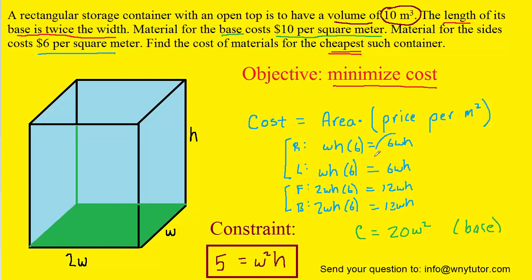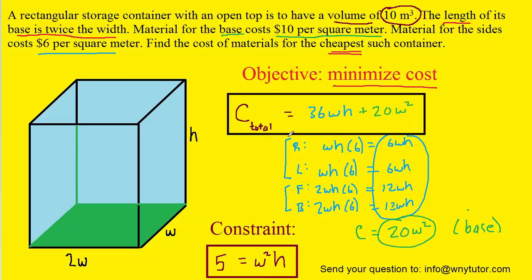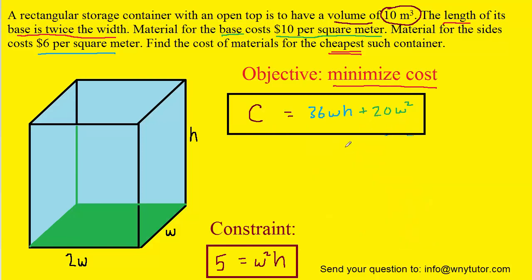So to get the total cost, we simply have to add up the front sides to the base. And when we do that, we can see we get a total cost equal to 36WH plus 20W squared. Now, the only problem with this equation is that it is in terms of two variables, both W and H. Well, that's where the constraint equation will come in. What we can do is solve the constraint for one of the variables, probably easier to solve for H, and then plug that in to our objective equation.